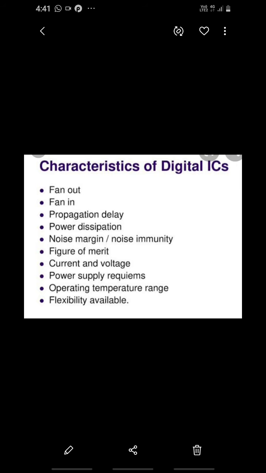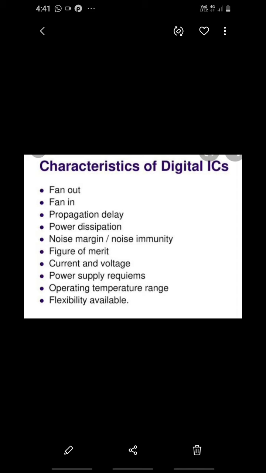Next, fan in. The maximum number of inputs that can be connected to a logic circuit is called fan in. Fan out. The fan out of a logic circuit is defined as the maximum number of outputs the circuit may have and still operate properly. The fan out is also called the loading factor.